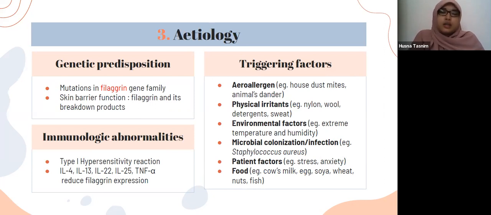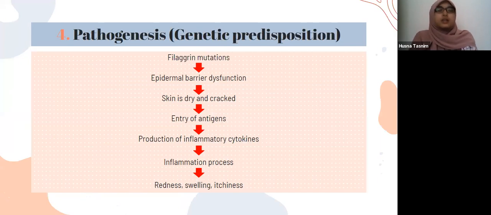And then the immunologic abnormalities, which lead to type 1 hypersensitivity reaction. Other than that, cytokines found in the inflammation such as interleukin 4, 13, 22, 25, and TNF-alpha reduce filaggrin expression. So how does this happen?